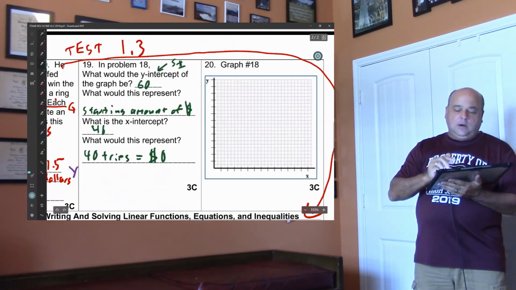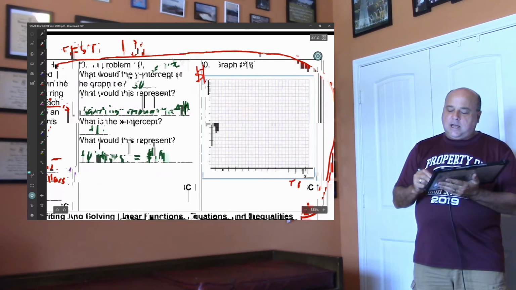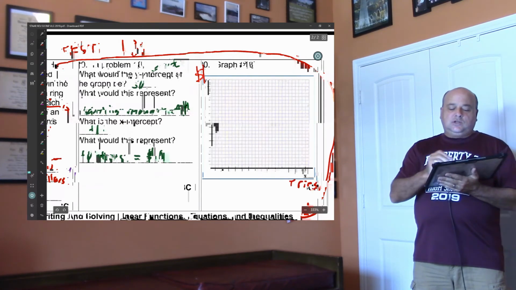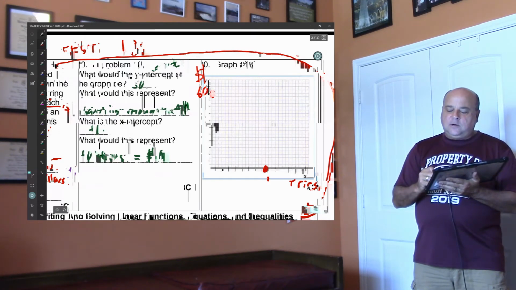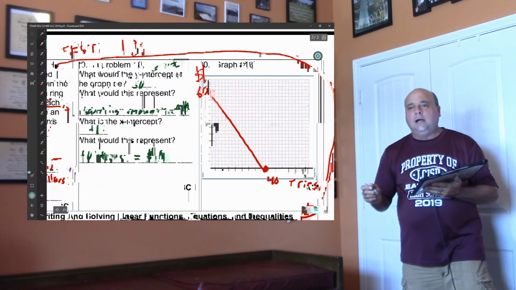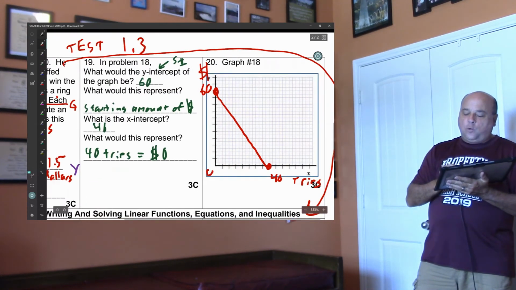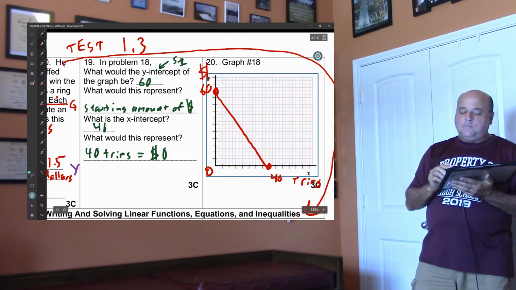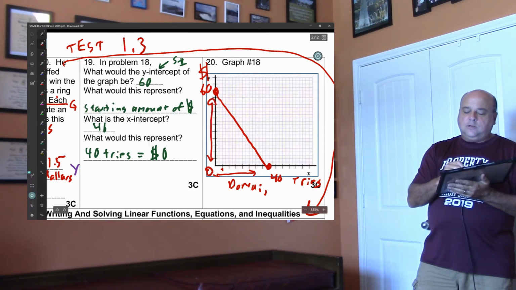Now then, let's go over here. Our y is dollars and our x is tries. We start off at 60 bucks, and we're going to go down here to 40 tries, right? Just connect them. That's what your graph will look like. It's going to go from $60 down to 40 tries. At 40 tries, it'll have 0 on it. This right here will turn into the domain, and this up here will turn into the range.